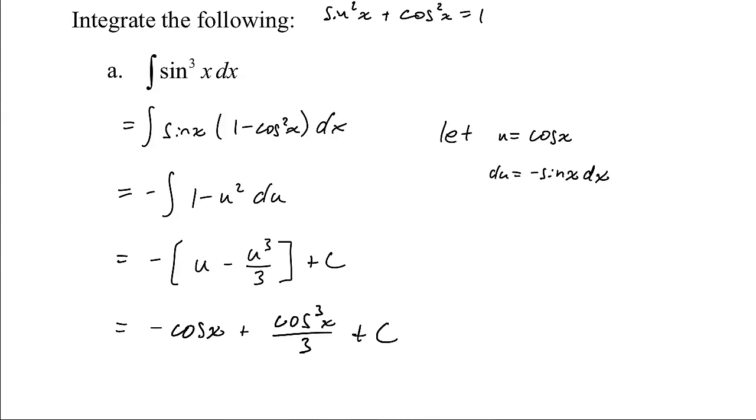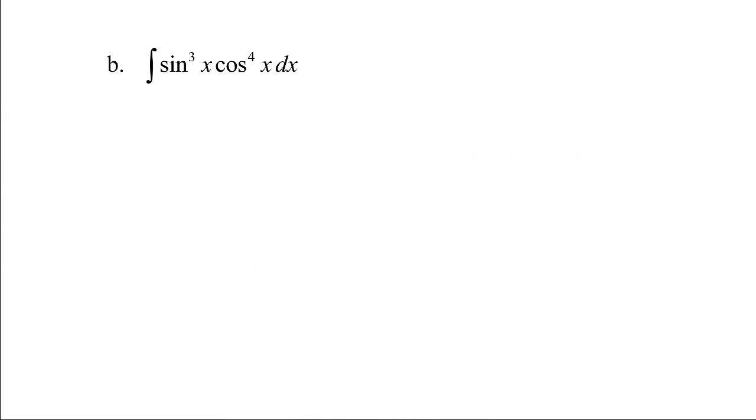So really the whole trick of this was using our Pythagorean identity to rewrite this thing such that we could actually use a u substitution with those two functions. All right. Similar idea.